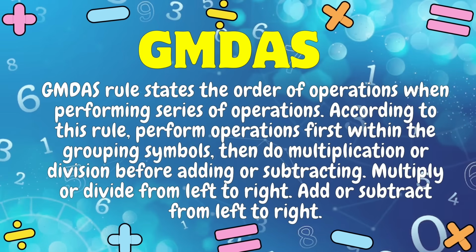The GMDAS rule states the order of operations when performing a series of operations. According to this rule, perform operations first within the grouping symbols. Then do multiplication or division before adding or subtracting. Multiply or divide from left to right. Add or subtract from left to right. Always remember this rule, especially when answering number problems following the GMDAS rules.